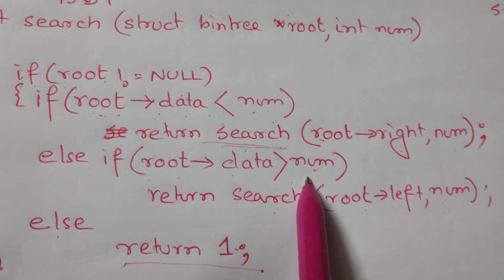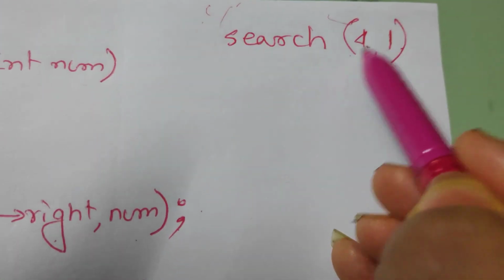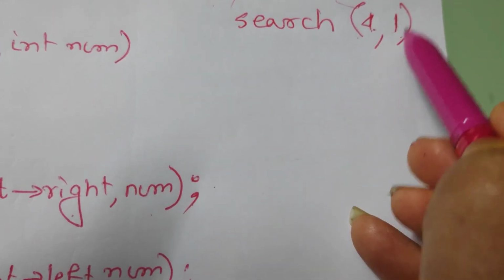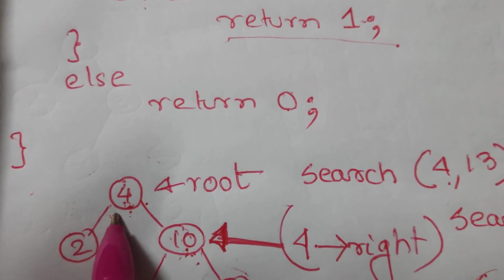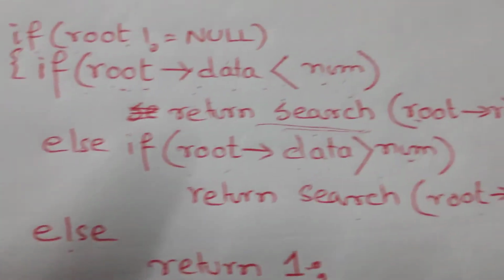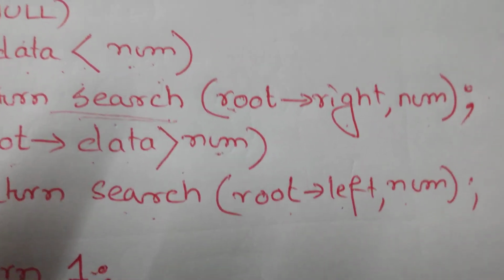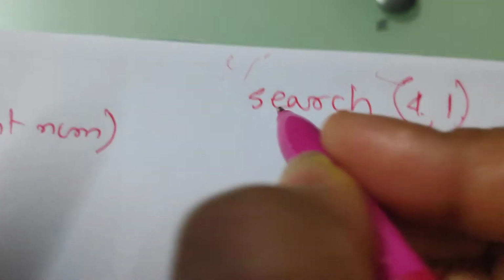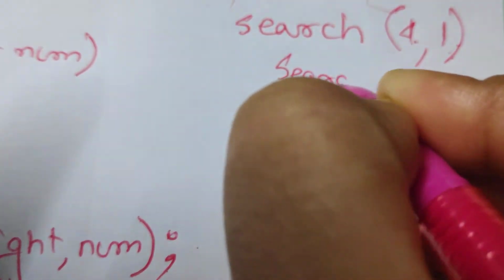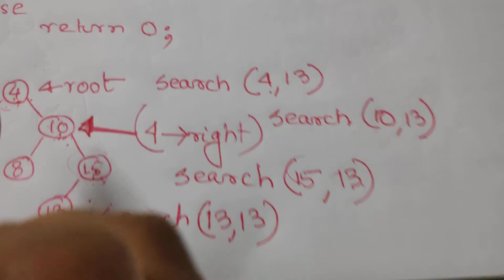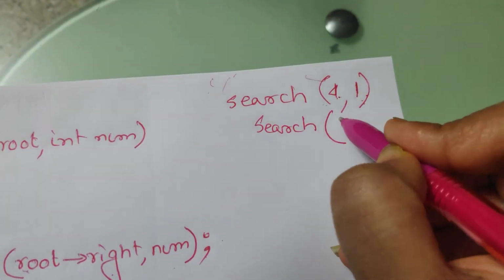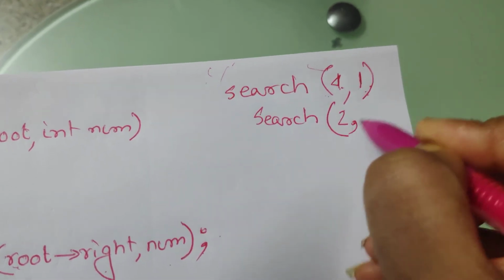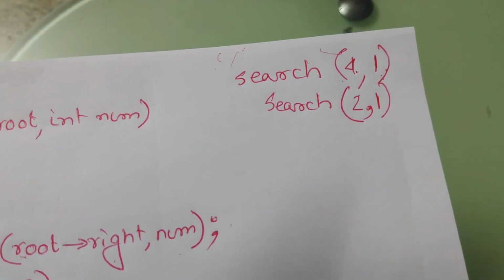Root data greater than the number. 4 greater than the number? Yes. So since 4 is greater than 1, 1 can only lie on the left hand side. So again the search is getting called with root left. So again from here we are calling search with root left. Now what is root left? 4 left is 2. So we are calling the search with 2, comma 1. That is the number that we are searching.